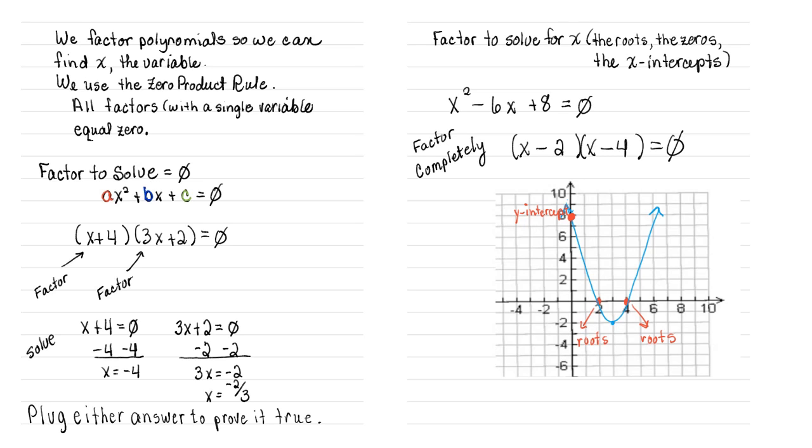And if you plug either answer back into the original equation, for instance, negative 4 plus 4 equals 0, times negative 12 plus 2, 0 times any number equals 0. Same goes for plugging in the negative 2 over 3. When we factor to solve for x, also known as the roots, the zeros, and the x-intercepts, what we're doing is showing a parabola and finding the x-intercepts.